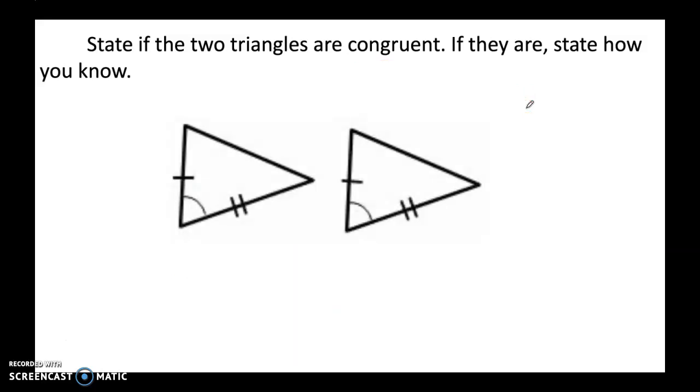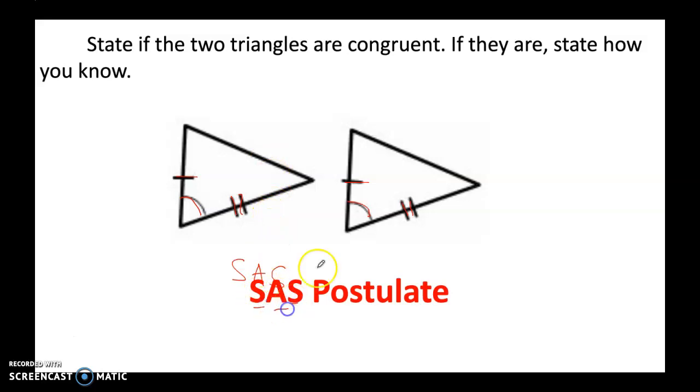Another example, we have two sides and the included angle congruent to the two sides and the included angle of another triangle. Therefore, these two triangles are congruent using the side-angle-side postulate or the SAS postulate. We have the sides and included angle.